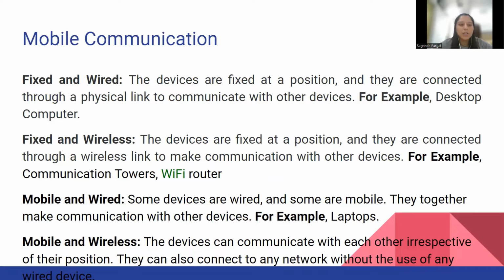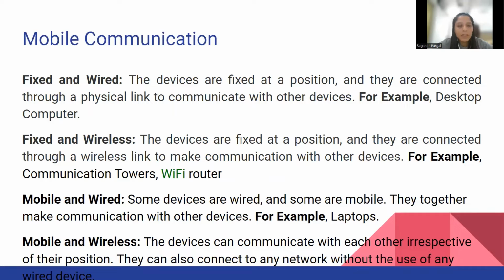Another communication is possible in the case of fixed and wireless communication. Here, the devices are fixed at a certain position, and they are connected through a wireless link to communicate with each other. For example, the communication towers or the Wi-Fi routers are located at a certain fixed position. We cannot move them from one place to another, but at the same time, the communication between them is possible through a wireless link.